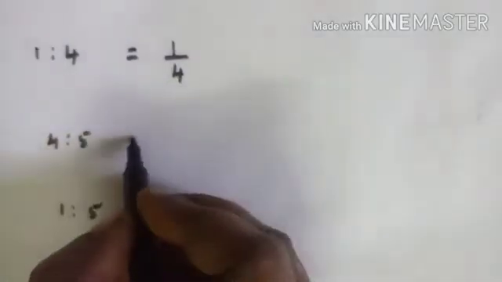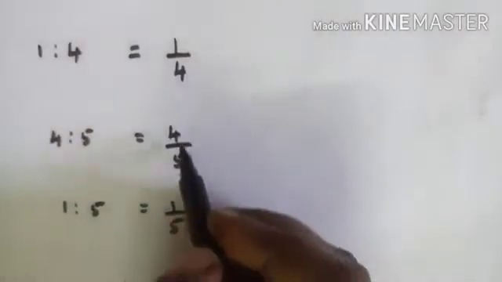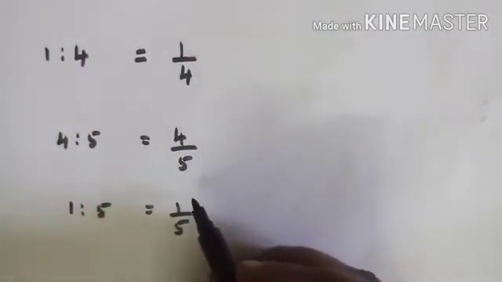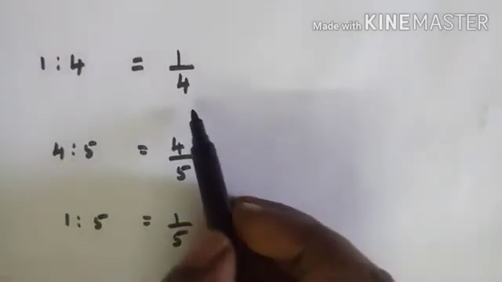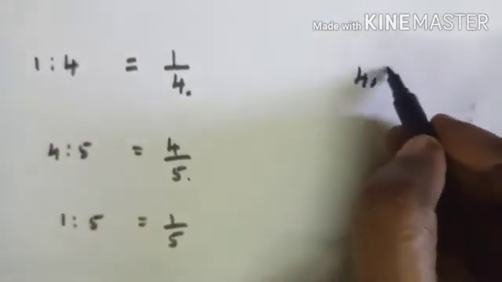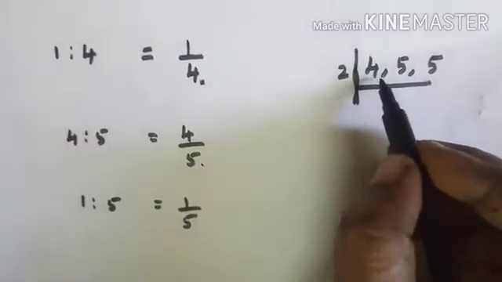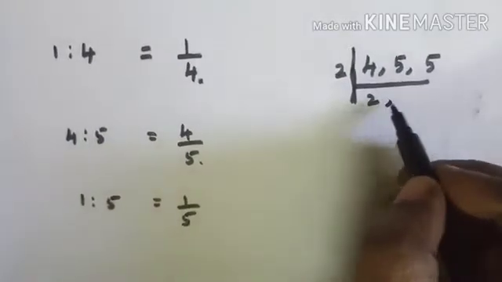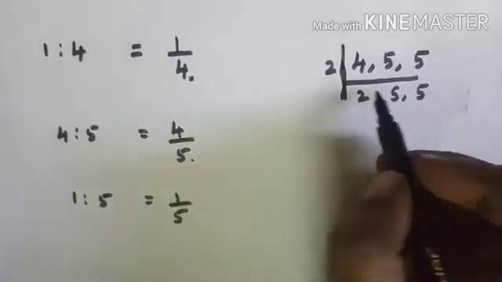So here for 1 is to 4 we are putting 1 by 4. Here 4 by 5, here 1 by 5. Now we are going to see which is the least. So for this we are going to take LCM. To find LCM, for the denominators 4, 5 and 5, we take 2 table since we have 4. So 2 2s are 4, isn't it? And we put the 5 as it is, since it is an odd number, it won't go in 2 table.